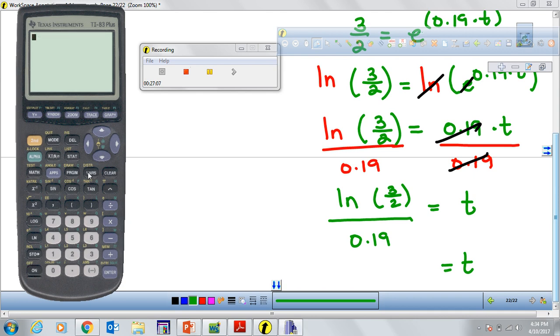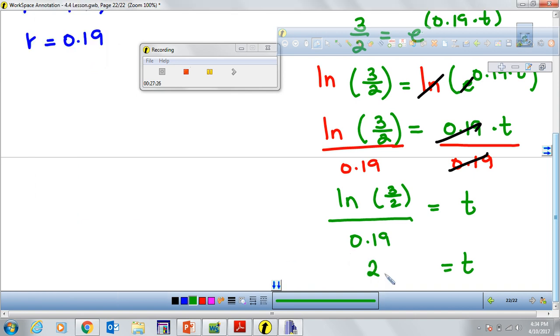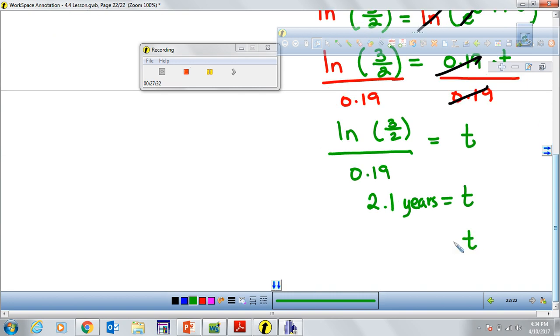Be very careful when entering this on the calculator. You don't need parentheses on the numerator or denominator because it's only one single thing on the top, one single thing on the bottom. But still, make sure you put it the way that I'm showing you. So ln of 3/2, close the parentheses, divided by 0.19, and that gives us 2.1. So I'm going to round to 2.1, and you know these are years. Let's say that the question says round to the nearest year. Well, the nearest year is 2 years, and this would be our answer.